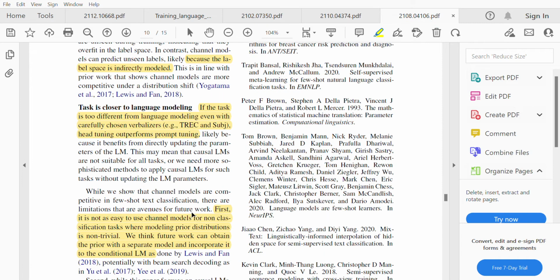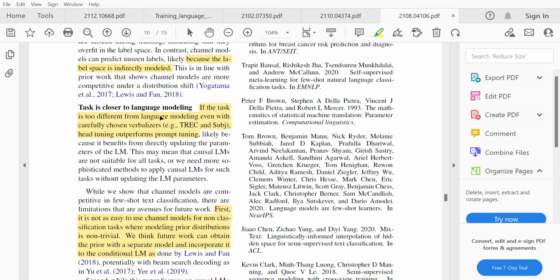The piece that I definitely want to highlight here, because I think this tells us a lot about prompting more generally, is that they say if the task is too different from language modeling, even with carefully chosen verbalizers, head tuning outperforms prompt tuning. It's not as easy to use channel models for non-classification tasks when modeling prior distributions is non-trivial. Or sorry, I'm getting ahead of myself.